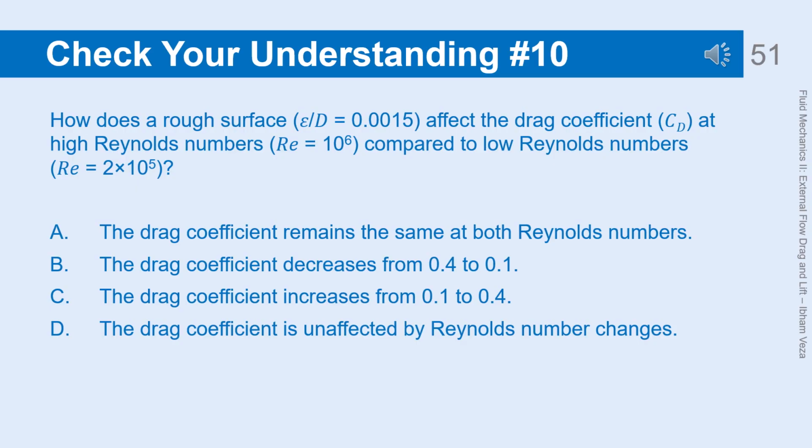This question reinforces that at high Reynolds numbers, a rough surface can produce a higher drag coefficient than at lower Reynolds numbers. The CD value can increase from about 0.1 to about 0.4. This shows that roughness is not always synonymous with drag reduction. Its effect strongly depends on the flow condition. This concept is important in evaluating aerodynamic designs.